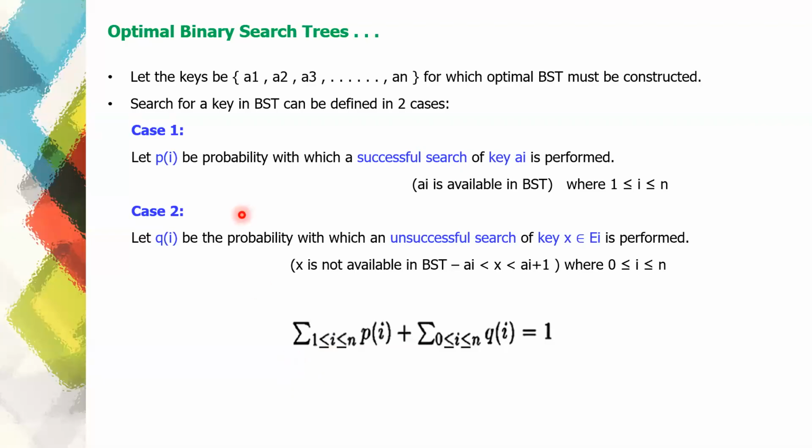Now, whenever I'm talking about probabilities P of I, Q of I, the sum of all these probabilities should be equal to 1. That is a general logic we use in representing probability of different cases. The sum of all successful searches plus the sum of all unsuccessful searches should be equal to 1. The sum of all the probabilities should be equal to 1.